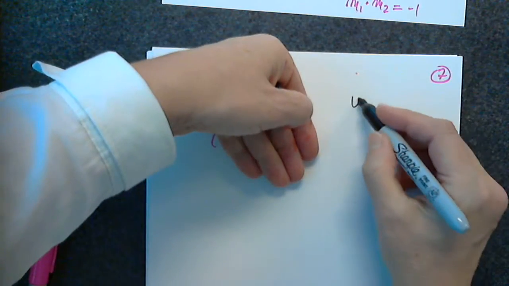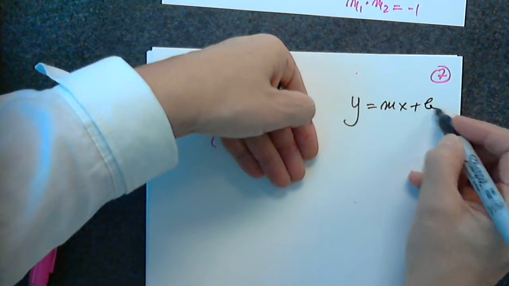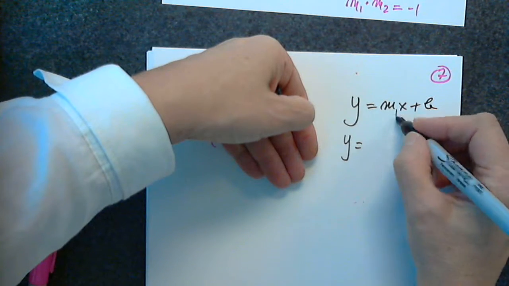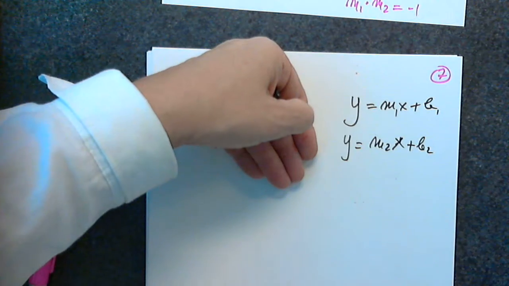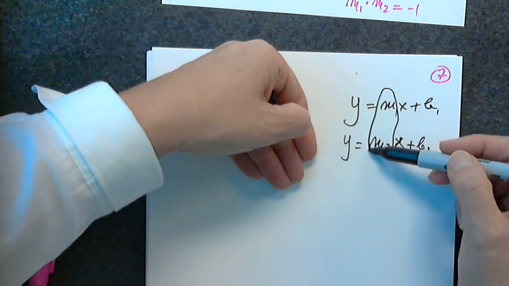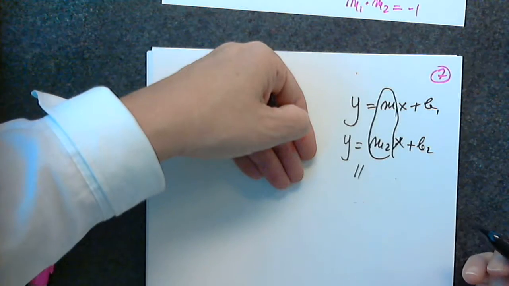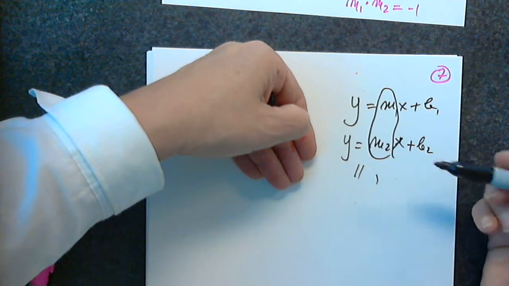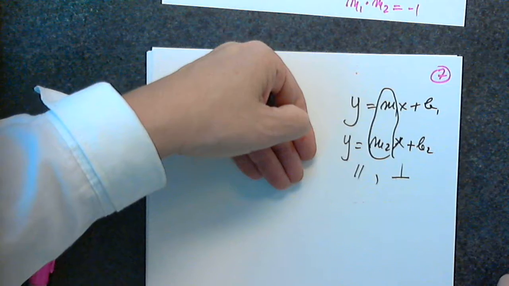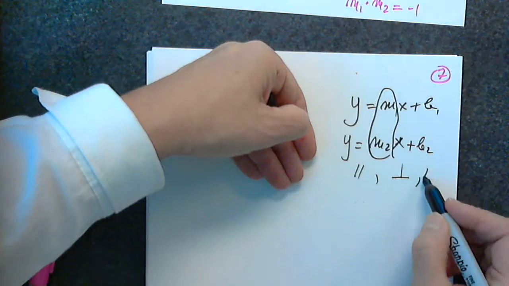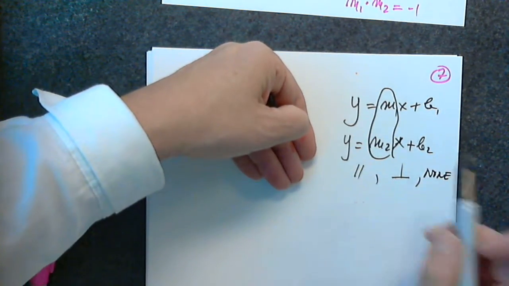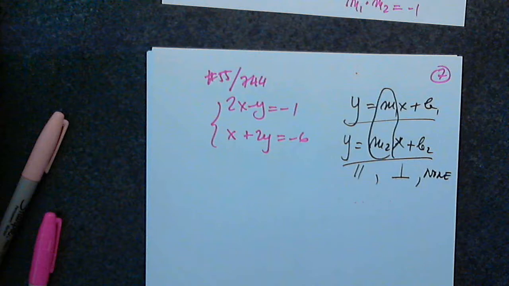But if I present them both like mx plus b, let's say this one is m1x plus b1, and this is m2x plus b2, when I solve them for y, then I'll compare. If they are the same, I'll say parallel. If they're not the same, I'll multiply them, and then maybe they are perpendicular. If they are not the same and the product of these two is not -1, then I'll say none of the above. But I have to bring them into this form. I have to change them into y equals mx plus b in order to compare.